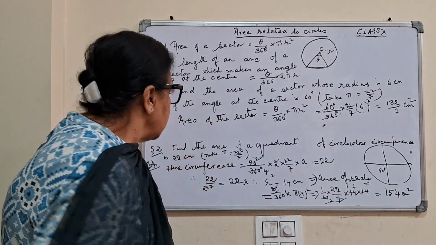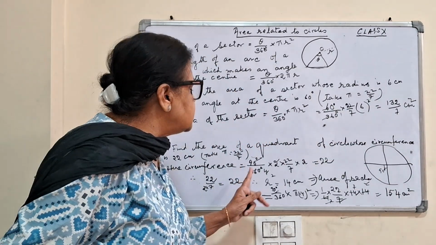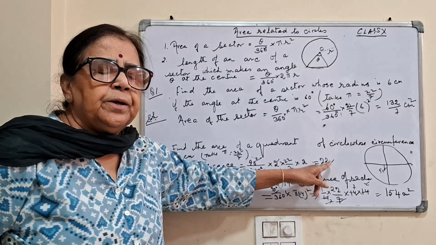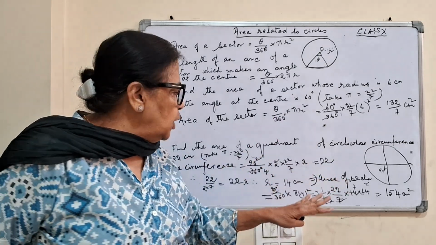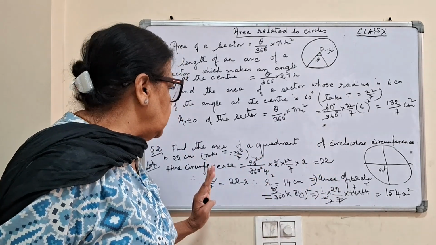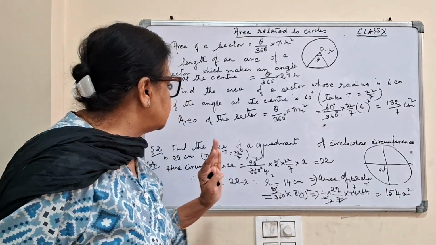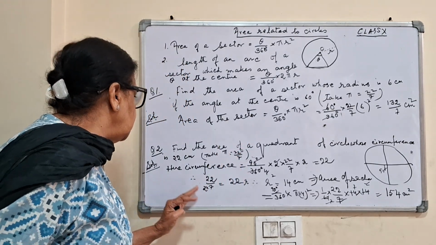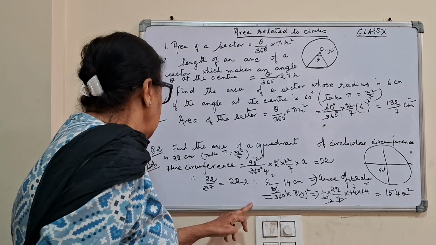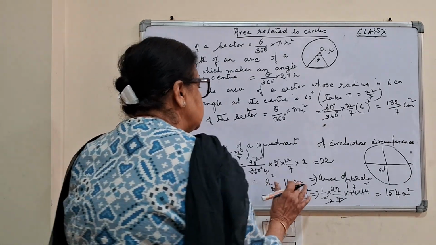Have you followed? They have given you the circumference. Circumference is equal to 22. From there, I'll find out R. I have found it out. R is 14. So therefore, R is 14 centimeter.